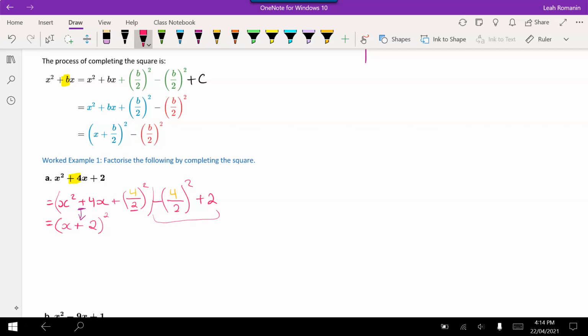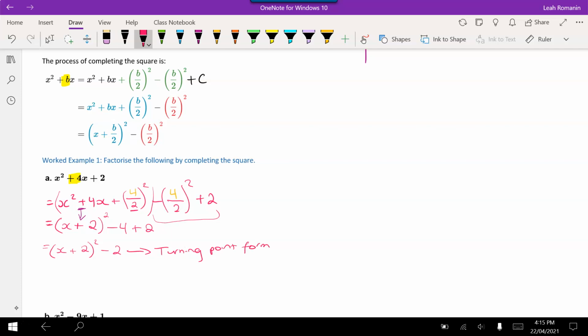Then we're going to look at the numbers that are outside of our bracket. So 4 over 2 is 2, squared is 4, so I've got minus 4 plus 2, and then collecting my like terms there, I've got minus 2. Now, if you did want to factorize it fully, this is your turning point form. So you could stop there if you wanted to.